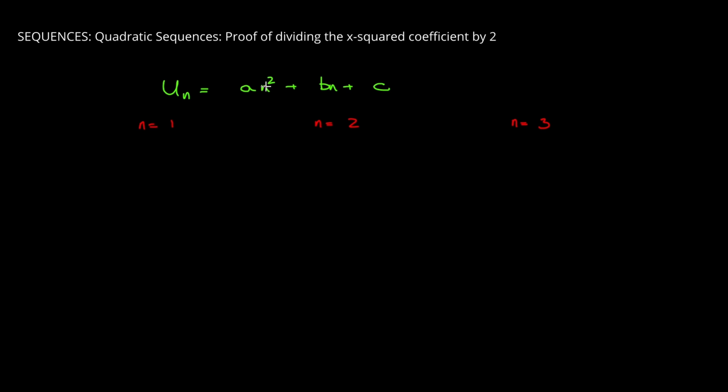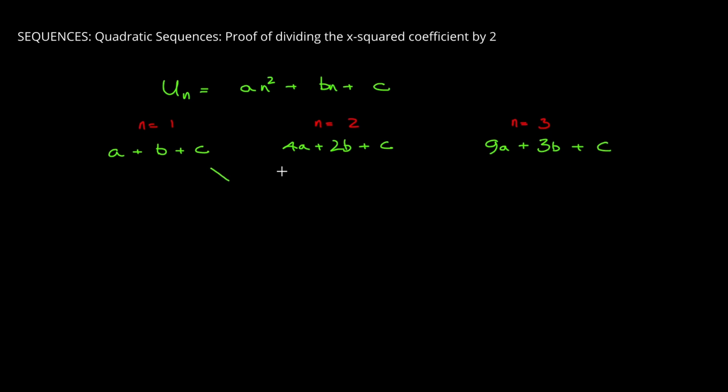Okay, so if I substitute n is equal to 1 into here, I get a times 1 squared, which is simply a plus b plus c. Now for this one, 2 squared will be 4, so I get 4a plus 2b plus c. And 3 squared is 9, so I get 9a plus 3b plus c.